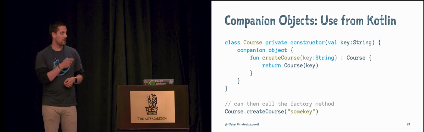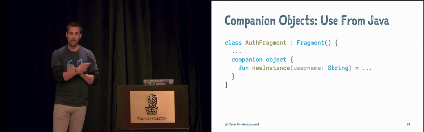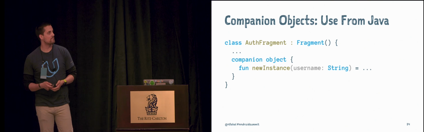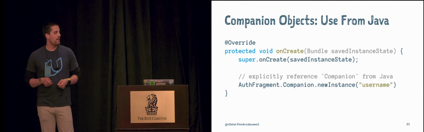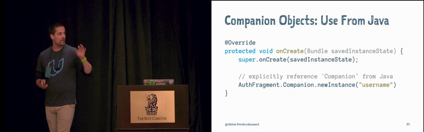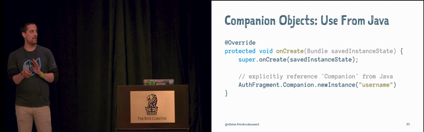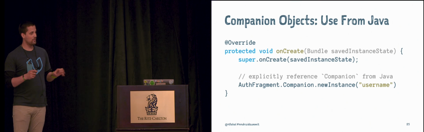Now, another example of this, maybe more relevant to us, is let's say we want to create a fragment and we want to have a new instance here. So again, we'll do the same thing, create our companion object, new instance. However, from Java, this is kind of ugly. We have to say authFragment.companion.newInstance. So we have to explicitly reference the name of that companion object, which is not the greatest.